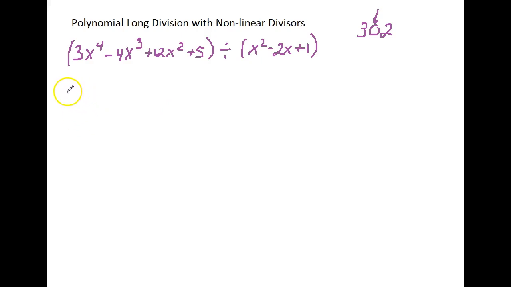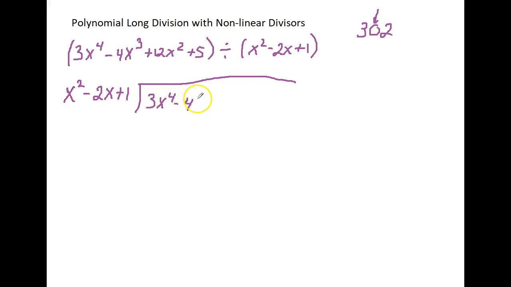So, I'm going to start out my long division. I have x squared minus 2x plus 1. That goes on the outside, my division symbol. And then this polynomial goes on the inside. 3x to the fourth minus 4x to the third plus 12x squared plus 0x, there's my placeholder, plus 5.